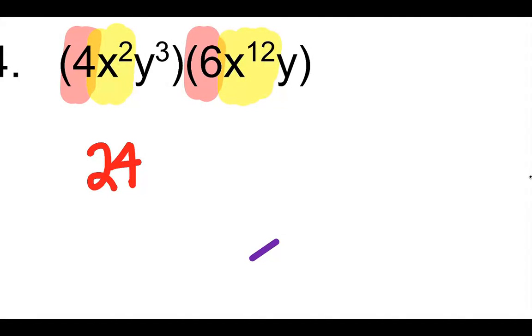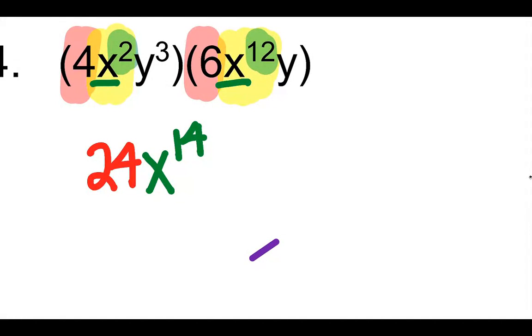Okay, my base is the big number. So my base would be this x. So I've got x. My exponent is a little baby number. And if I add those together, I've got 2 plus 12, which is 14. Okay.